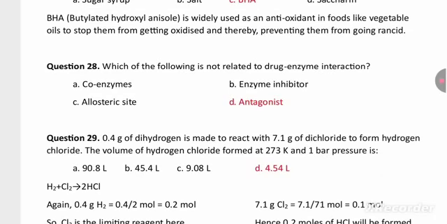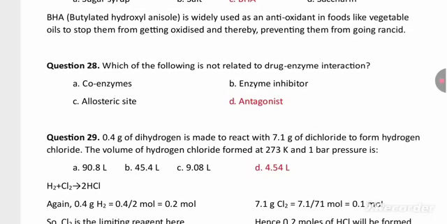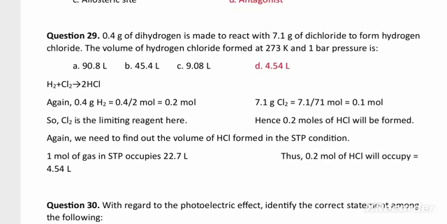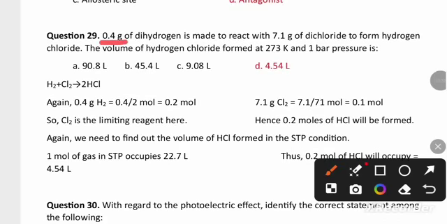Which of the following is not related to drug enzyme interaction? The drug enzyme interaction is not involved in antagonist. Let us go to the one numerical question. 0.4 grams of dihydrogen. If you divide the mass by the molar mass of hydrogen, which is 2, you will get the number of moles, 0.2. And 7.1 grams of chlorine, dichlorine Cl2. Mass by the molar mass of chlorine, which is 71, you will get 0.1 mole.